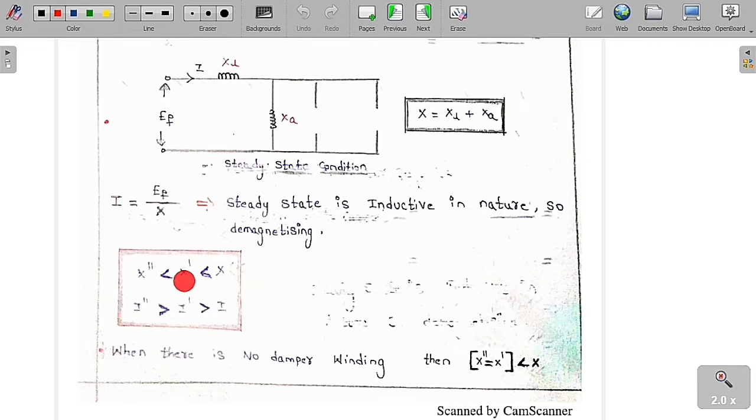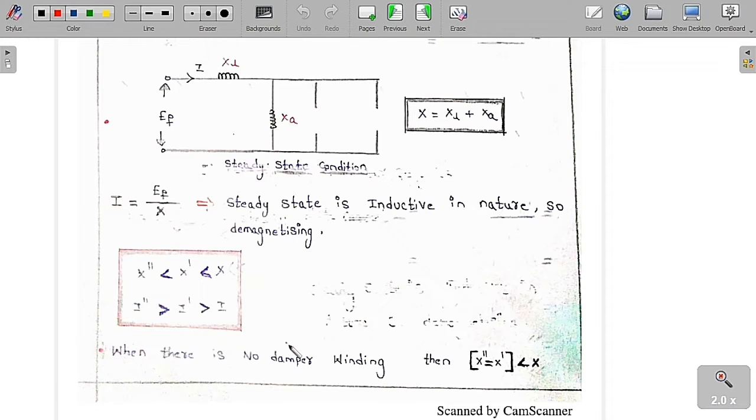So simply we can say that X double dash is less than X dash is less than X. Therefore, I double dash is greater than I dash is greater than I. This is the thing that you always need to keep in your mind. The subtransient current is always higher than the transient current, and the transient current is always greater than the steady state current.